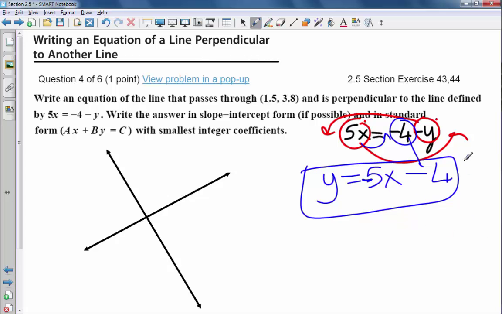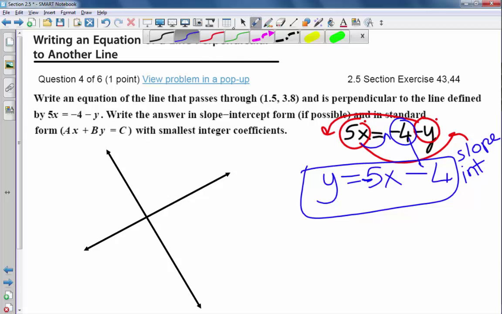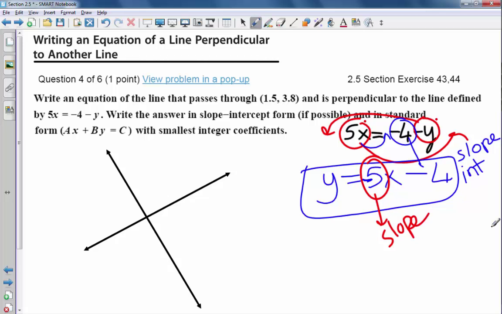This is called slope intercept. We love this form because I now know the slope and intercept. I don't care about intercept. I just need the slope. Why? Because the second one of these lines is this guy. Let's call this 5x equals minus 4 minus y. And now you know its slope. What is the slope of this guy? Once you convert it to this, its slope is negative 5.